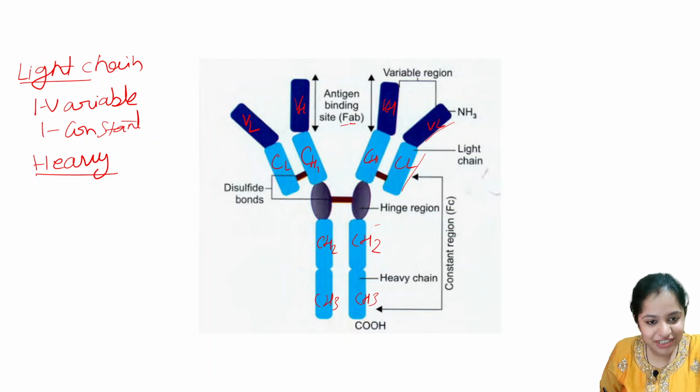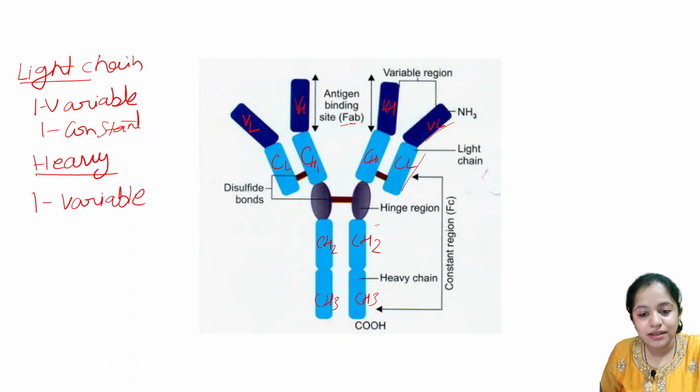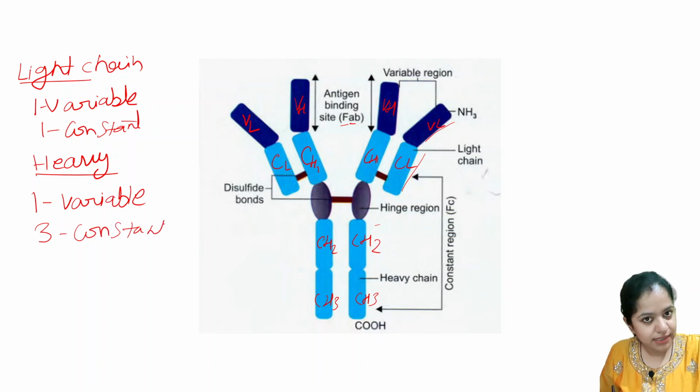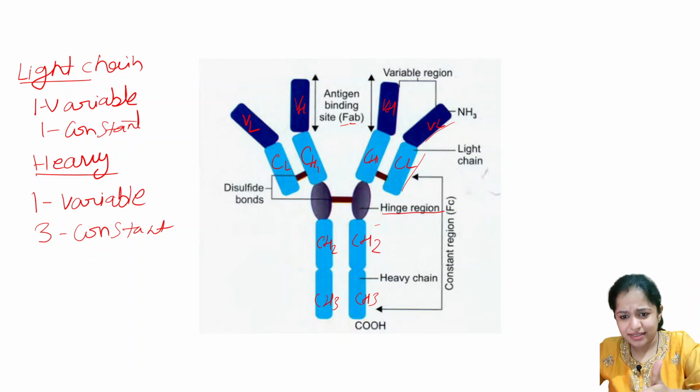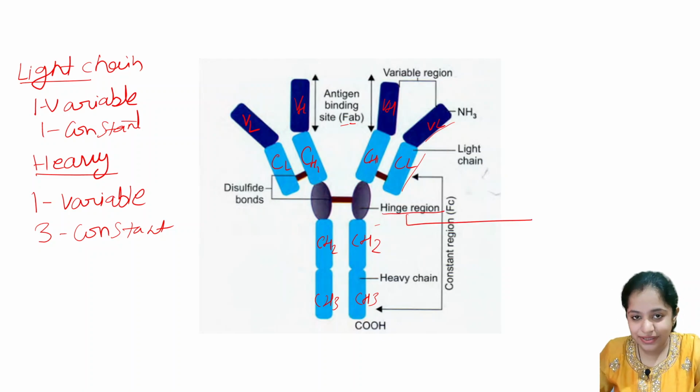So, in the heavy chain, there is one variable domain and how many constant domains? 3 constant domains. Understood? Now, you see the hinge region. I have never discussed anything about the hinge region till now. So, we will see that now.